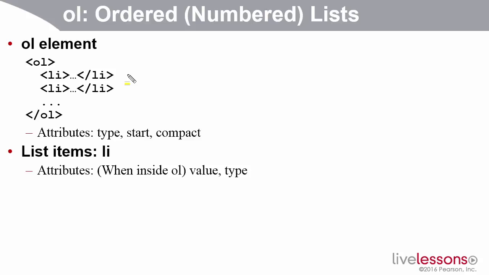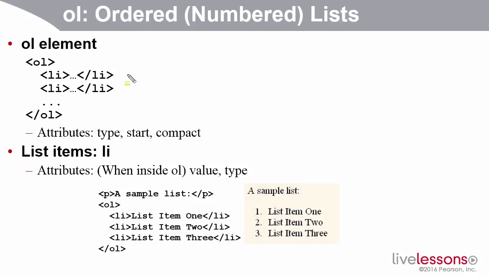LI is the thing inside, and so here's a quick example. I have an OL, and inside it I have some pairs of LIs, and they get indented a little bit to the right and numbered.